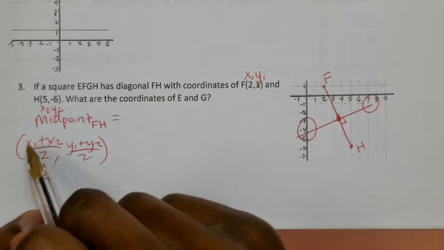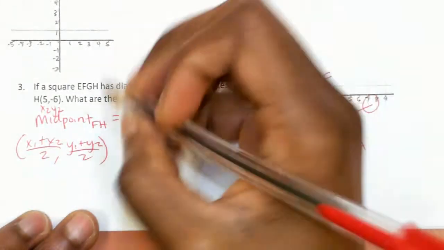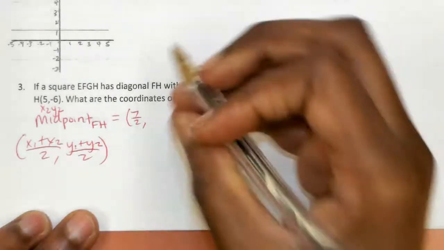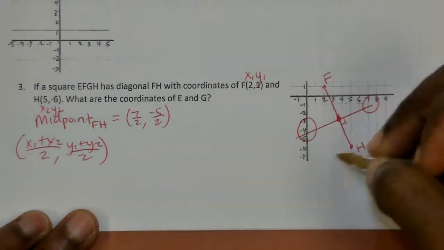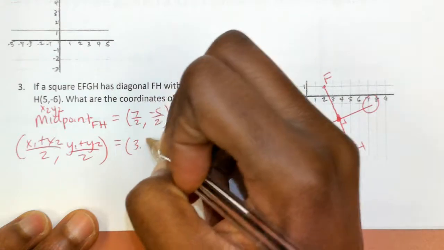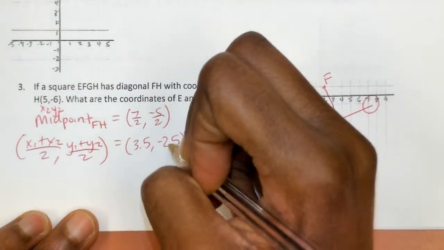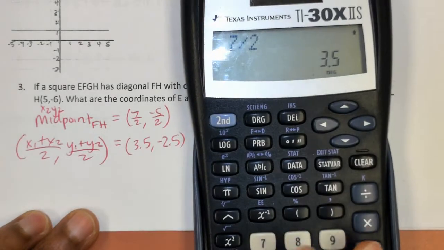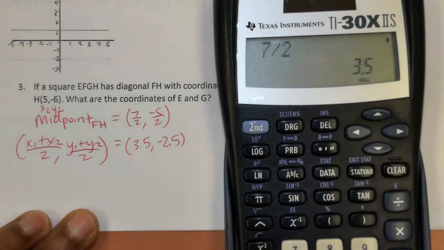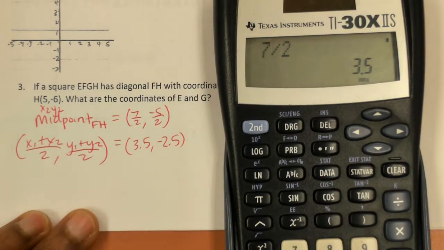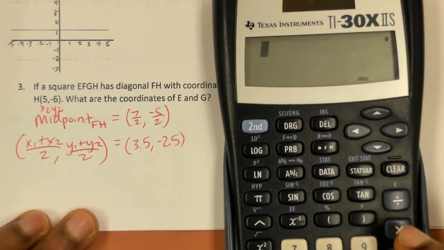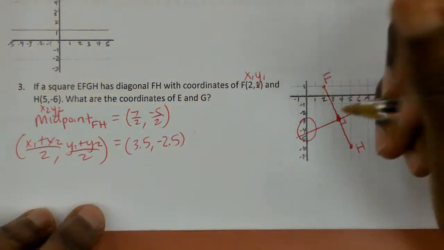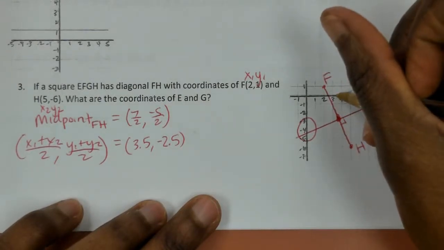Okay, so midpoint at 2 plus 5, so it's going to be 7 halves. And then -6 and 1 is -5 halves, which is hard to grasp, so I just do it in decimal form. To get decimal form, you just divide it. So 7 divided by 2, and -5 divided by 2. Okay, so my midpoint is at 3.5, comma -2.5.